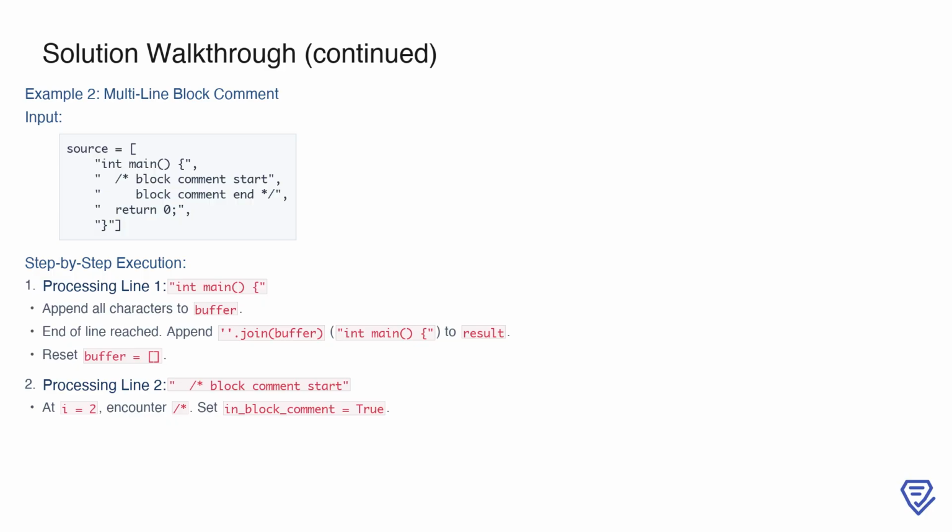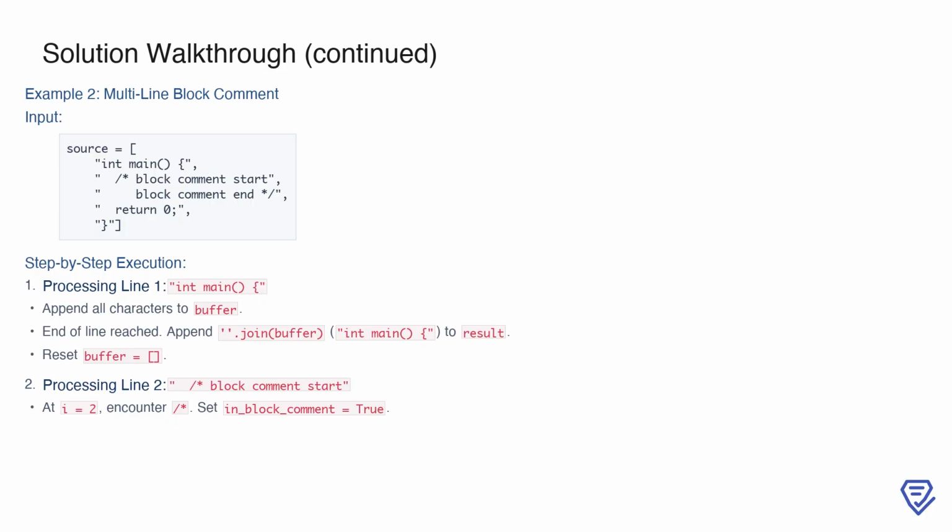Starting with the first line, all characters are added to the buffer, as there are no comments to handle. At the end of the line, the buffer content is added to the result, and the buffer is reset. The second line introduces a block comment with the /* symbol at index 2. When this is encountered, we set the in_block_comment flag to true, indicating that we are now inside a block comment. As a result, we stop processing the rest of the line and do not append the buffer to the result.